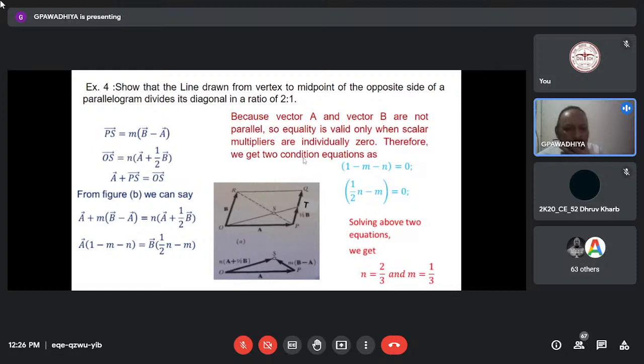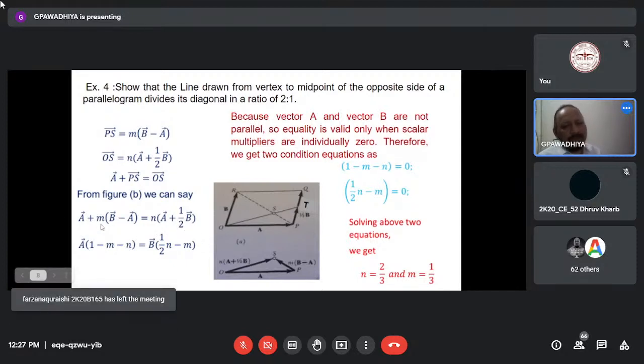So in this case here, the PS vector we define, which is in the opposite diagonal. Now because PS is equal to A minus B, as we know from the definition, PR is A minus B. So we can write PS is equal to M times B minus A. Now we pick this figure OPS and separately draw it here. So OPS is representing a triangle of forces, and here OA is representing A, and PS is representing M times B minus A, and OS is representing N times A plus half B. So a general relation, a condition equation for this, will be A plus PS is equal to OS. Now A plus PS, M times B minus A, is equal to N times A plus half B.